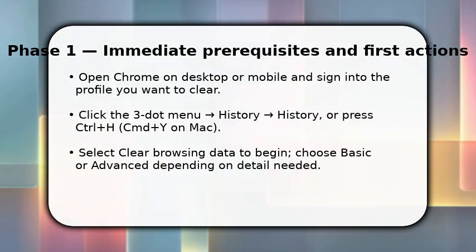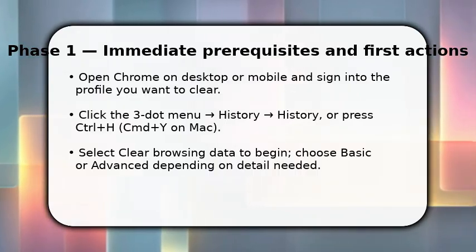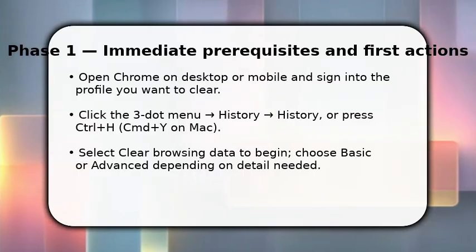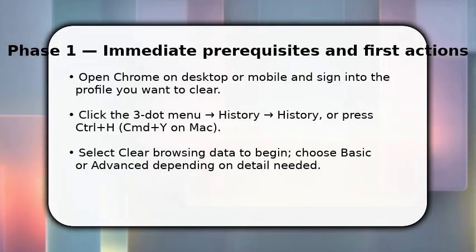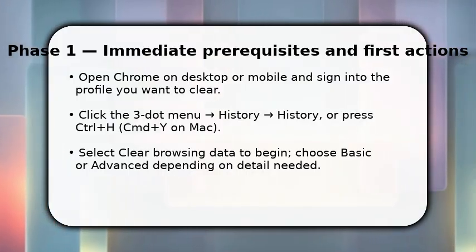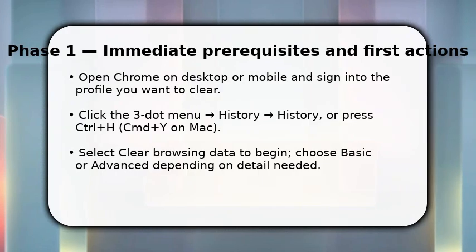Basic removes browsing, cookies, and cached images quickly, while Advanced exposes time range and specific items. You should pick a time range like all time for permanent deletion. Make sure to uncheck things you want to keep before moving on.